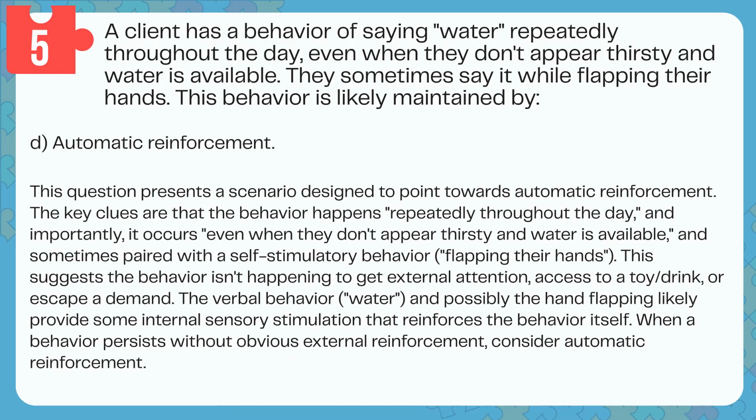Answer: D. Automatic reinforcement. This question presents a scenario designed to point towards automatic reinforcement. The key clues are that the behavior happens repeatedly throughout the day, and importantly, it occurs even when they don't appear thirsty and water is available, and sometimes paired with a self-stimulatory behavior, flapping their hands. This suggests the behavior isn't happening to get external attention, access to a toy/drink, or escape a demand. The verbal behavior, water, and possibly the hand flapping likely provide some internal sensory stimulation that reinforces the behavior itself.